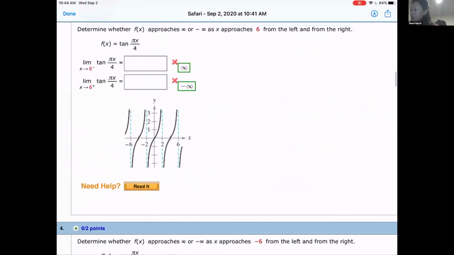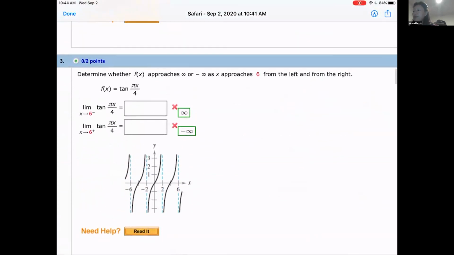Okay, now look at this problem. Determine whether f of x approaches positive infinity or negative infinity as x approaches 6 from the left and from the right. So we know what to do. We've been doing this one, so I need to look at the 6. I don't care about any of these other numbers. The only thing I care about is that number. So I have the positive side here, and this is the negative side.